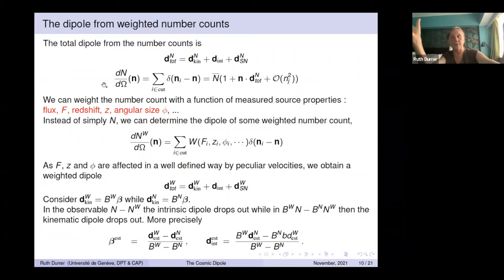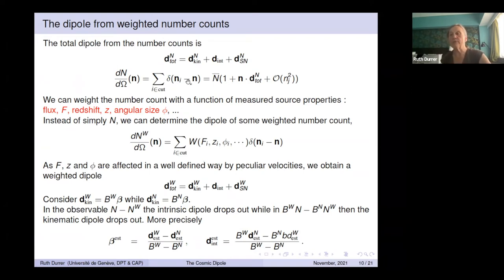In a given survey, that's your number count. In a given angular bin, you just sum your galaxies which you have in your catalog, which is cut by some flux limit, angular size limit, etc. And you get a mean density plus a dipole plus higher multipoles, which we neglect in our analysis here. We are only interested in the dipole.